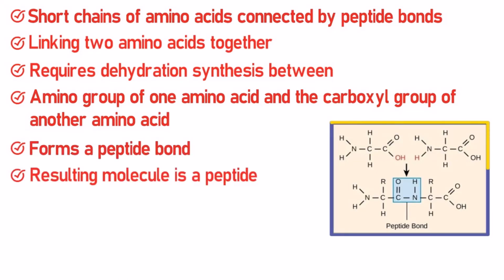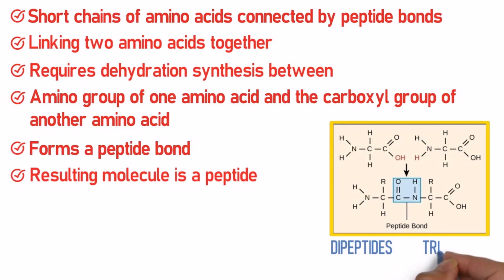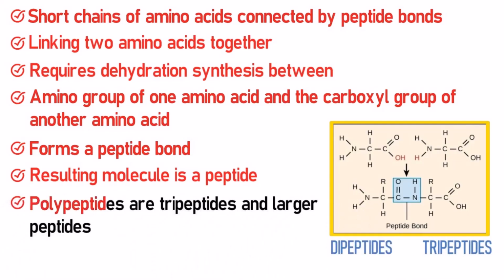When 2 amino acids bond together, it is called a dipeptide. When 3 amino acids bond together, it is called a tripeptide. Polypeptides are tripeptides and larger peptides.